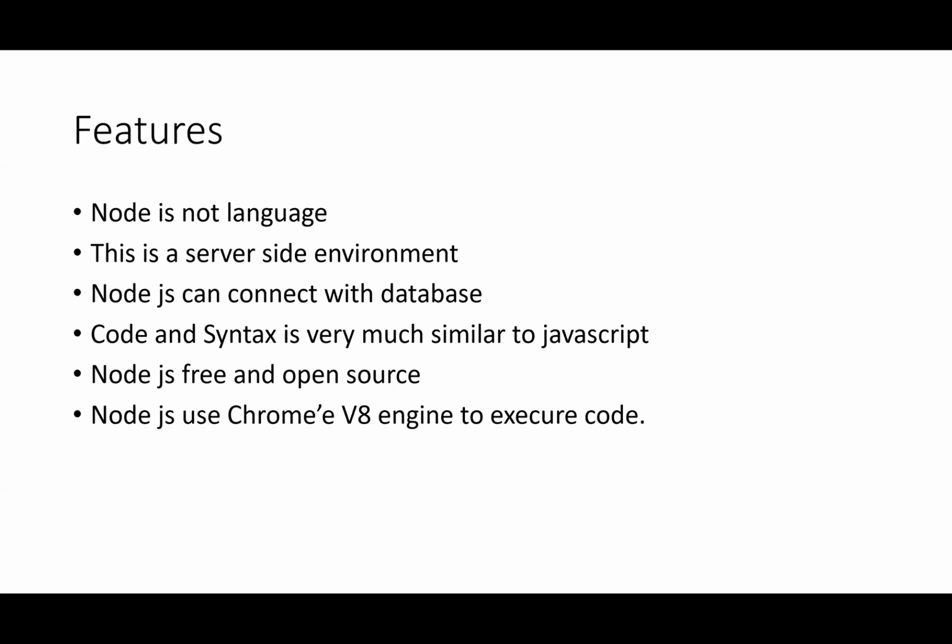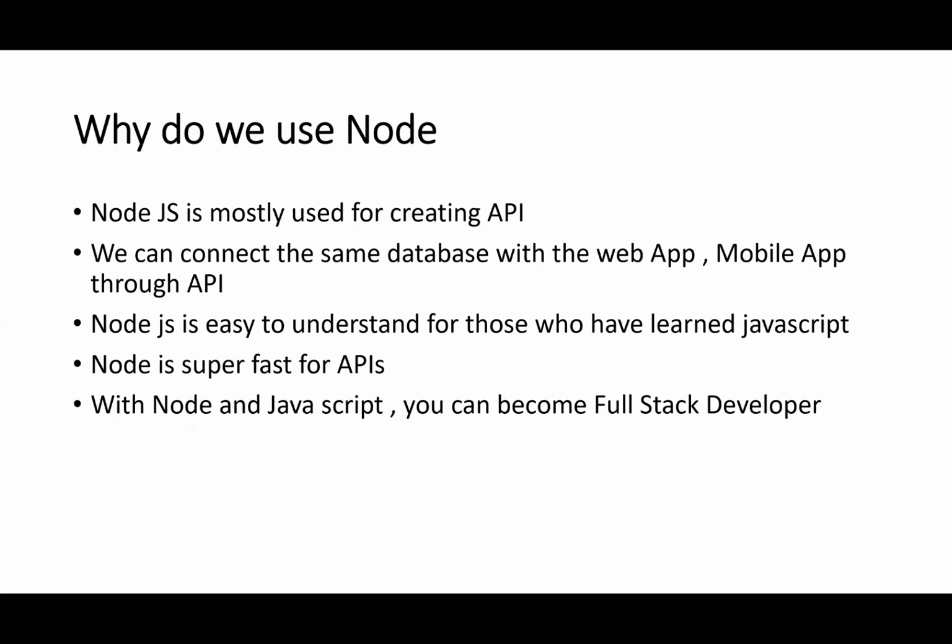Why do we use Node? Because Node.js is mostly used for creating APIs. We're going to talk about what it means by API in a little bit. We can connect the same database with the web app and mobile app through API. And Node.js is easy to understand for those who have learned JavaScript. It is super fast for APIs. And with Node and JavaScript, you can become a full stack developer. Right? Okay.